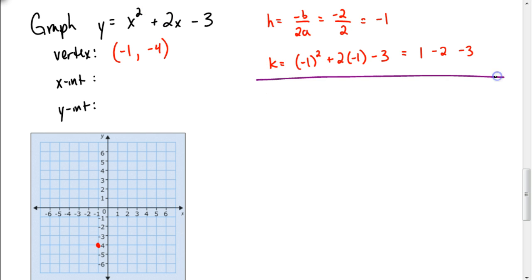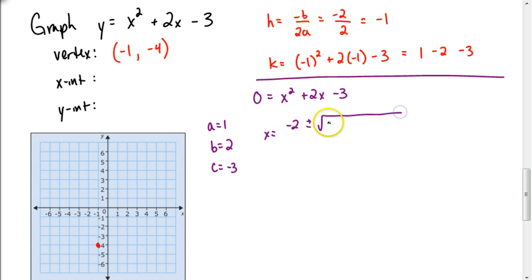Next, to find the x-intercept, we replace y with 0. So now we're going to use the quadratic formula. My value for a would be 1 again, b is 2, c is negative 3. So to find the x-intercept, it's going to be the opposite of b, so negative 2 plus or minus the square root of b squared minus 4 times a, which is 1, times c, which is negative 3. All that divided by 2a, and a is 1 again.